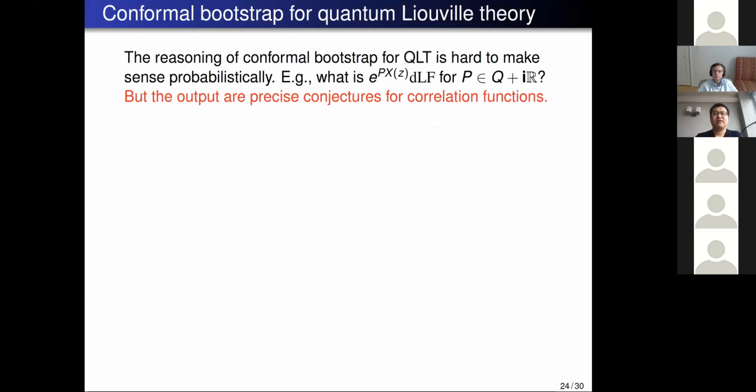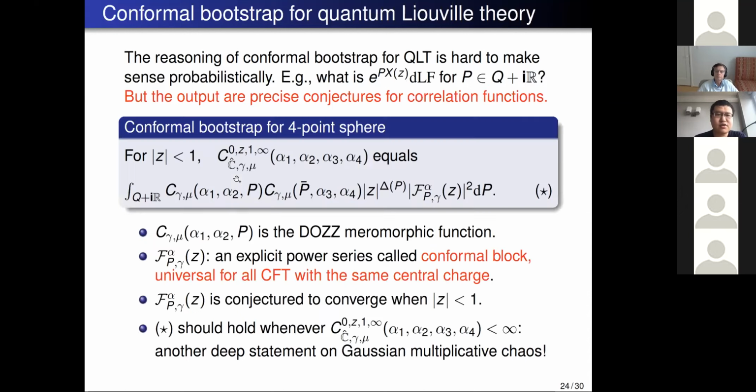I want to mention that the reasoning of this conformal bootstrap in the previous slides is very hard to make sense of probabilistically, because this measure doesn't really make sense, since this piece actually belongs to the complex numbers. But the output of the conformal bootstrap gives some precise conjectures on the correlation functions of the quantum Liouville theory. Here is the example of conformal bootstrap applied to the 4-point correlation function on the sphere.